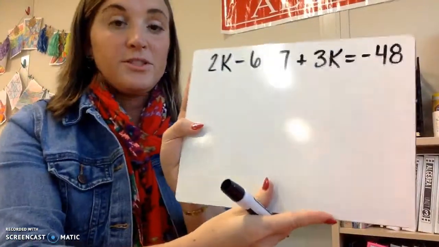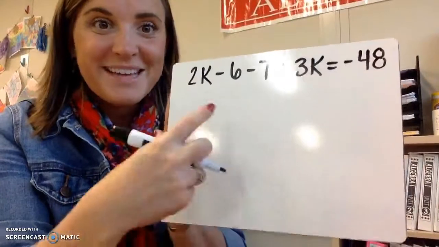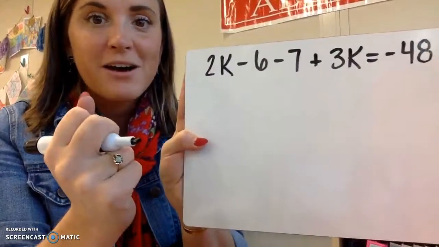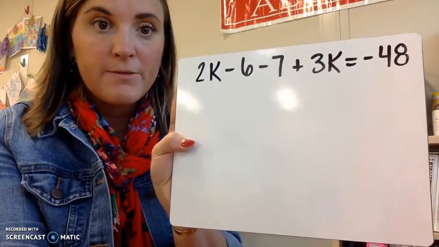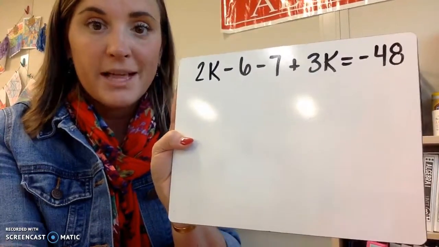All right, one more with combining like terms as our first step, and then I'm going to introduce some distributive property. Number 4, 2k minus 6 minus 7 plus 3k equals -48. Notice they're getting a little bit longer. They're taking up the entire length of this whiteboard that I'm working on. So no parentheses, so I don't see any distributive to worry about. So I'm jumping into combining like terms.